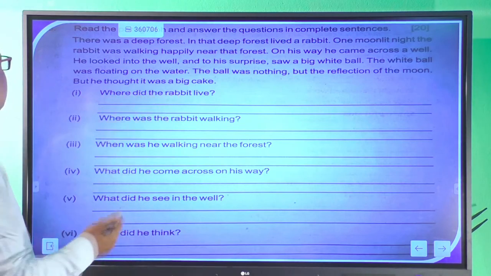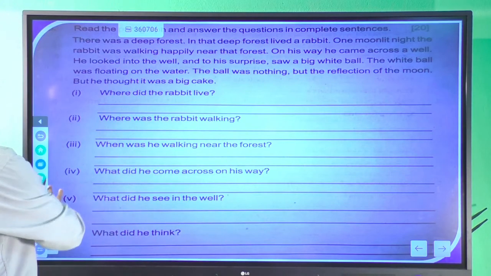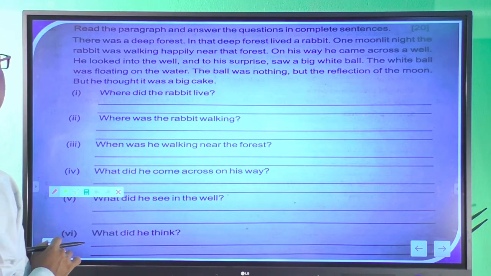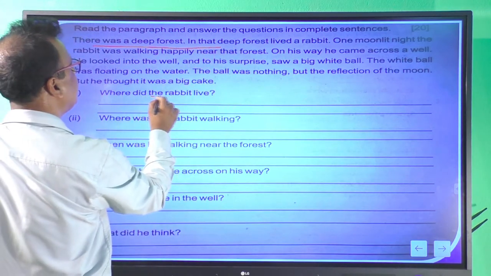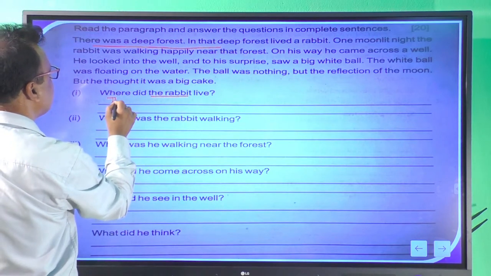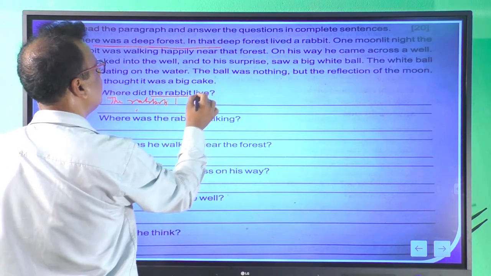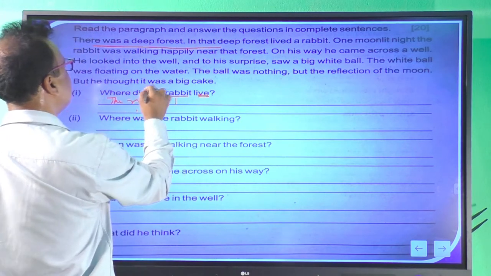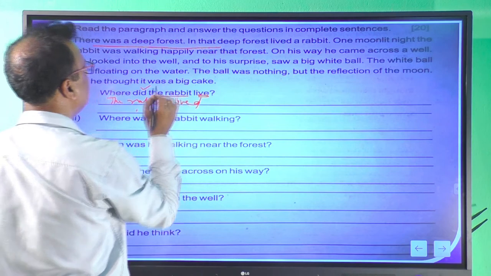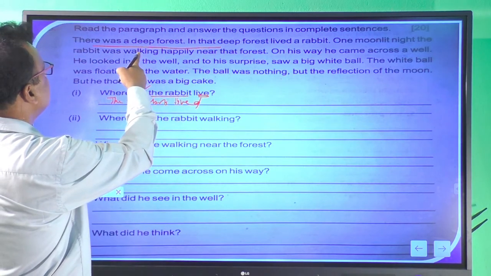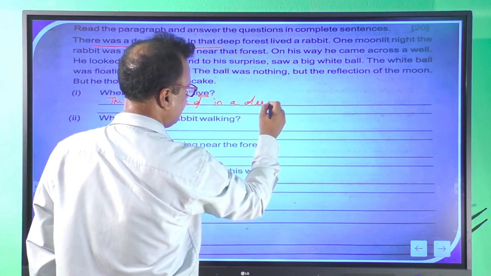Where did the rabbit live? See the answer. Just imagine where the answer about the rabbit might be. There was a deep forest. So for the answer, the subject is the rabbit. So we shall write here: the rabbit lived. Here live is the verb, here did is given. So the rabbit lived, l i v e d. Lived where? Lived in a deep forest.